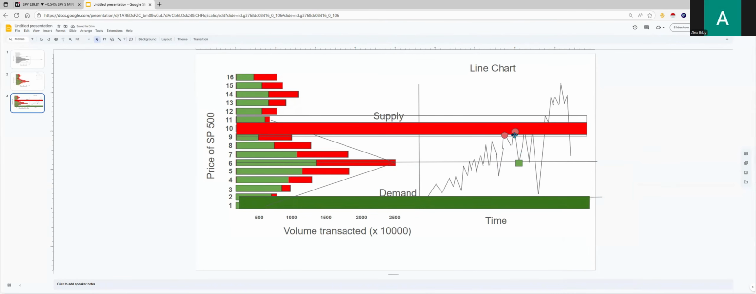And then let's say it comes down and is supported off this. If we're buying here, we can look to sell back up here. So these peaks kind of give information about a specific range.